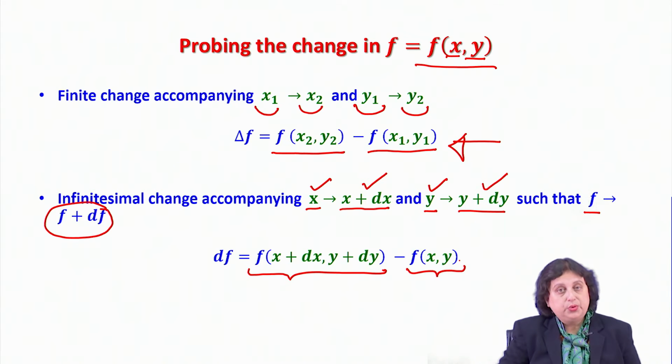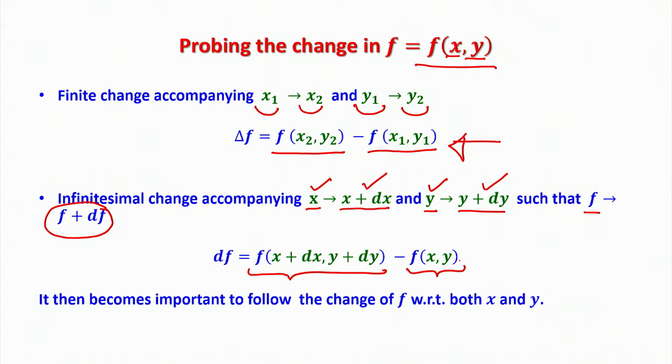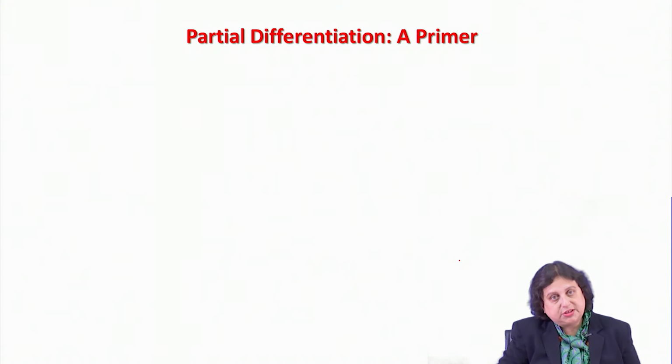Therefore, if I want to know how energy changes with the variation of thermodynamic state, I need to understand the variation of energy with respect to all the three variables on which the state of the system depends. And this brings us to the concept of dependence of one dependent variable on two or more independent variables. And this brings in the concept of partial differentiation.